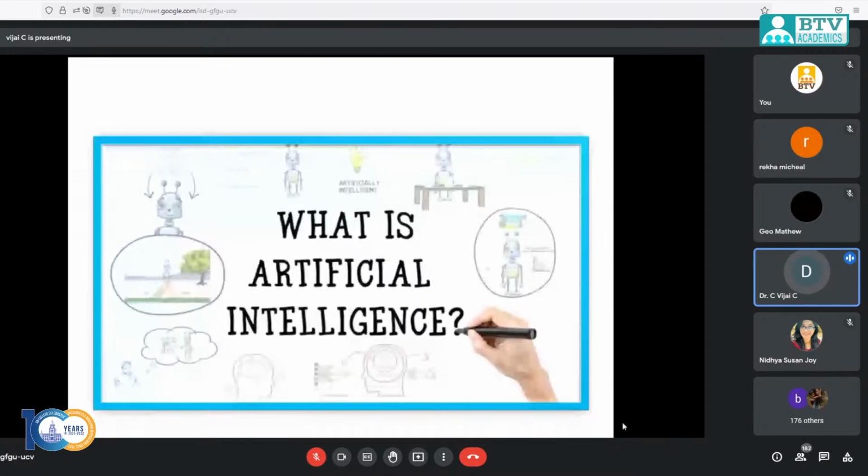Artificial intelligence is defined as the theory and development of computer systems able to perform tasks normally requiring human intelligence, such as decision making, and this is a major function of artificial intelligence. Artificial intelligence has various applications in today's life.